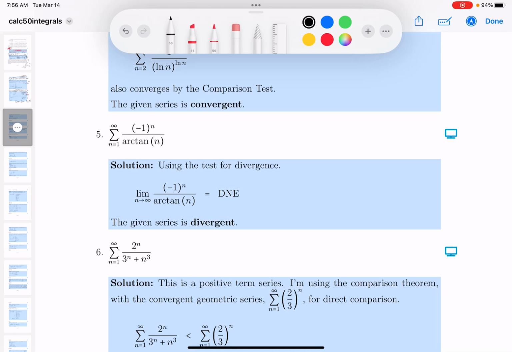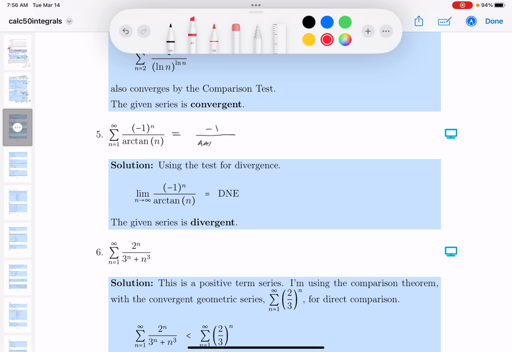Okay, it's a strange looking series, by the way. And what do you mean by that? The arctangent of n. If you write the terms down, what would you get over here? Well, let's see. The first term would be what? You get minus 1 to the 1, which is minus 1. And on the bottom, you get the arctan of 1.